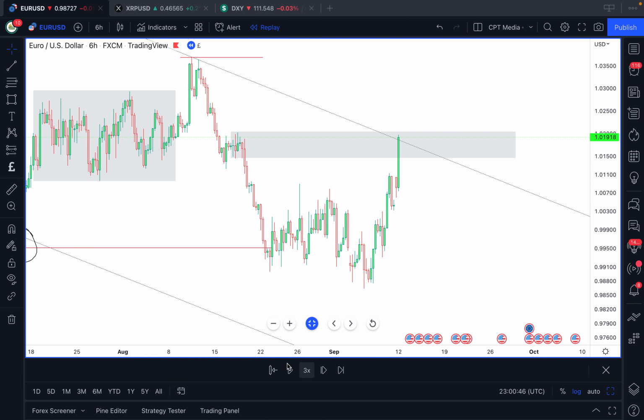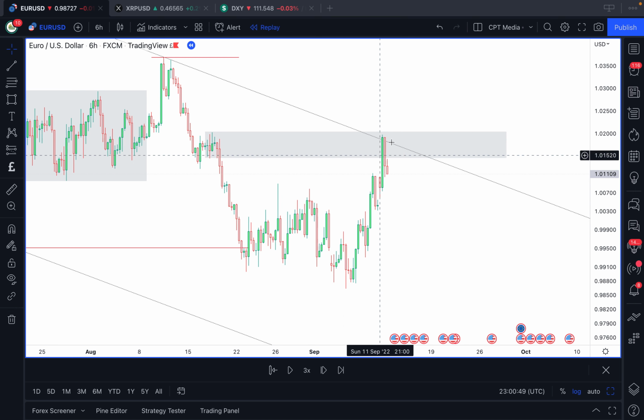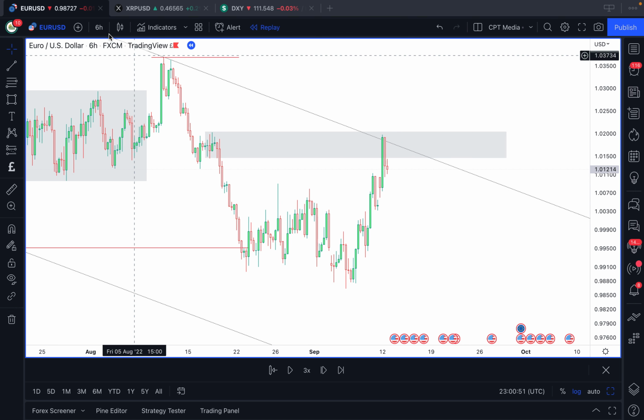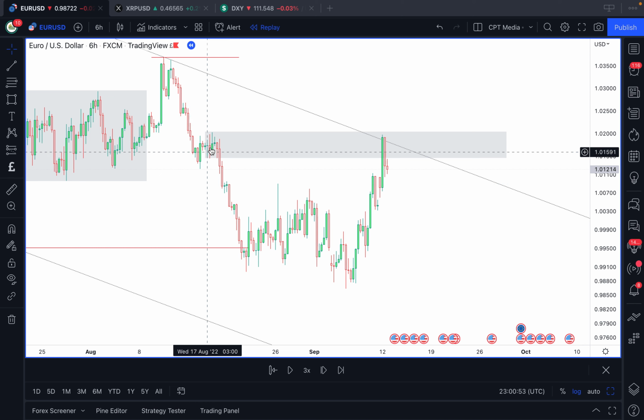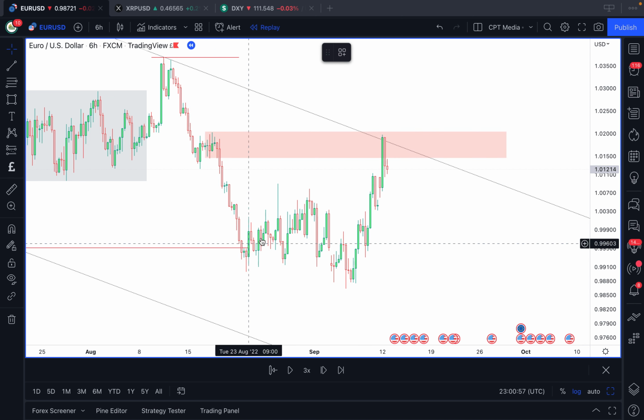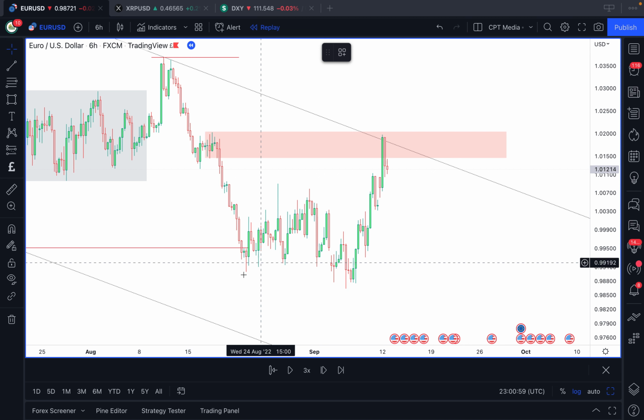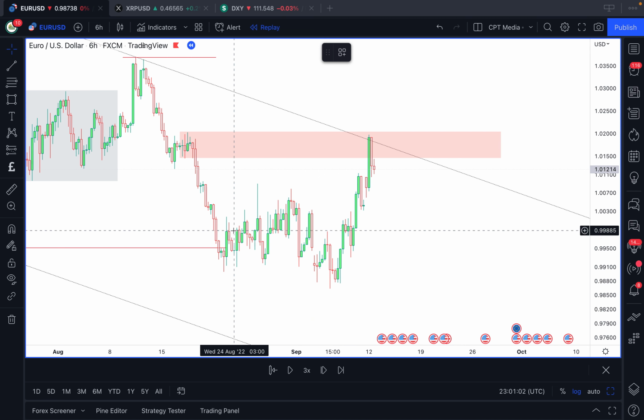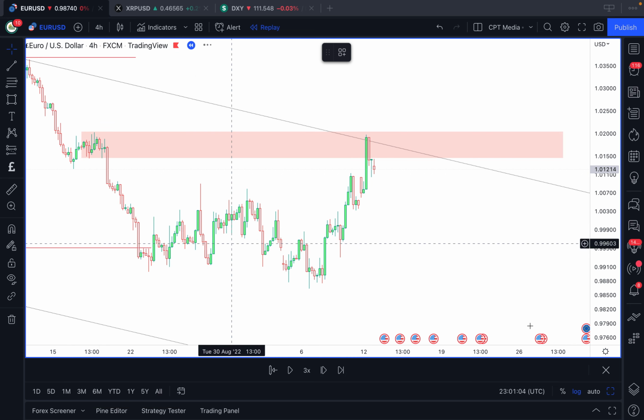So let's let price play, and there we go. We got our bearish reaction. So now I'd mark this as a supply region, right? Remember, this was one of the zones that led to that structure point here, a break of the structure point. So then I push down to the 4 hour, right?